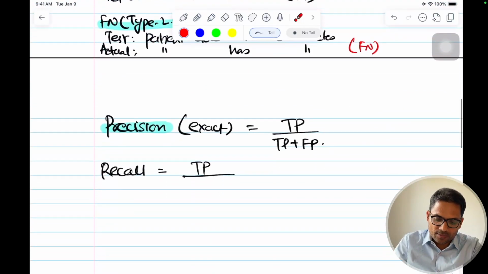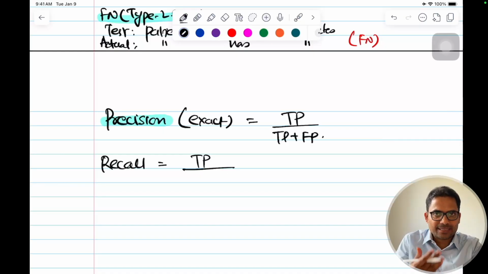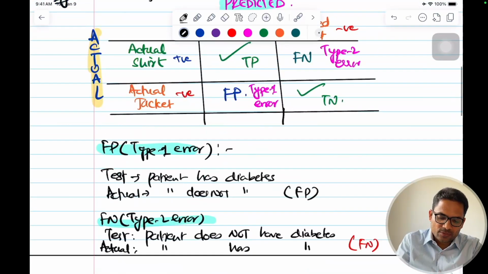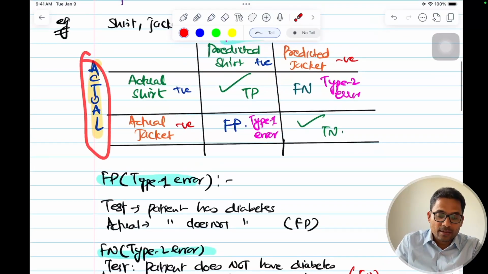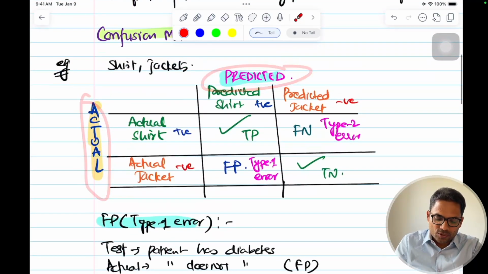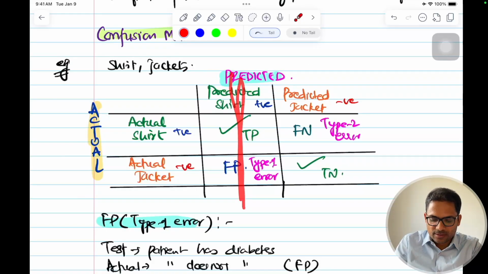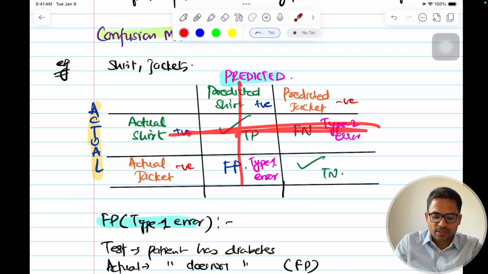So recall says how much of whatever it has seen it was clearly able to recall. So it will be true positive plus false negative. Here is a quick hack: if you put actual on one axis and predicted on the other, with the positive class first and the negative class second, then the ratio along this line will give you your precision, and along this line will give you recall. So here you will get precision, here you will get recall.